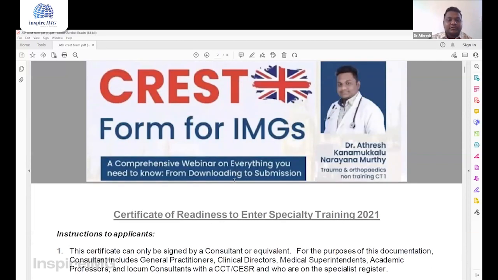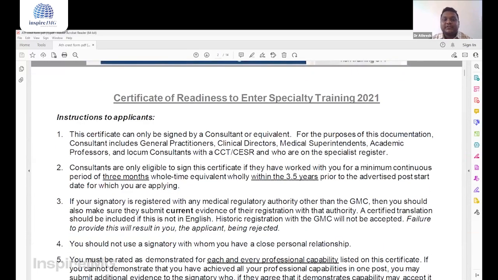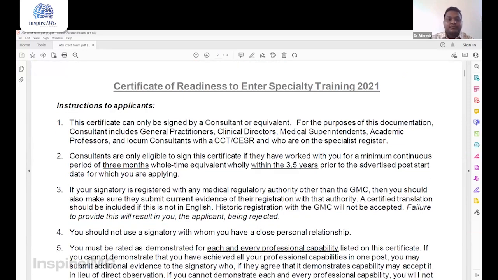All right. CREST stands for Certificate of Readiness to Enter Specialty Training. The latest available form is from 2021. So you can continue to use the CREST form of 2021 for all your further training until there's a new version of the form released by Health Education England. You need this form to enter into specialty training, that is ST1 training in any department.